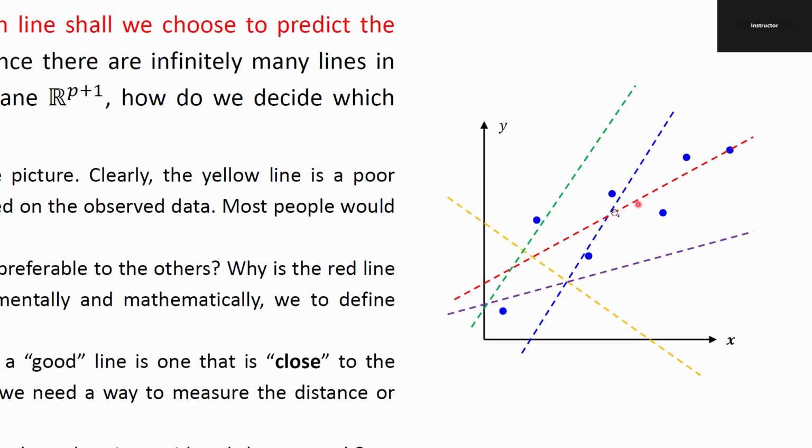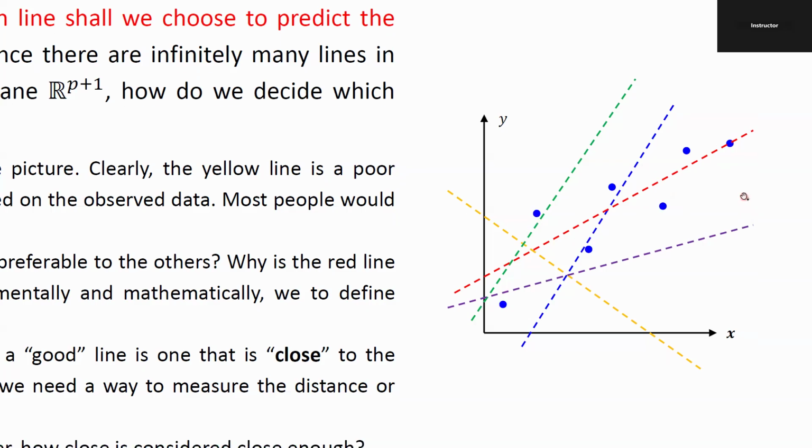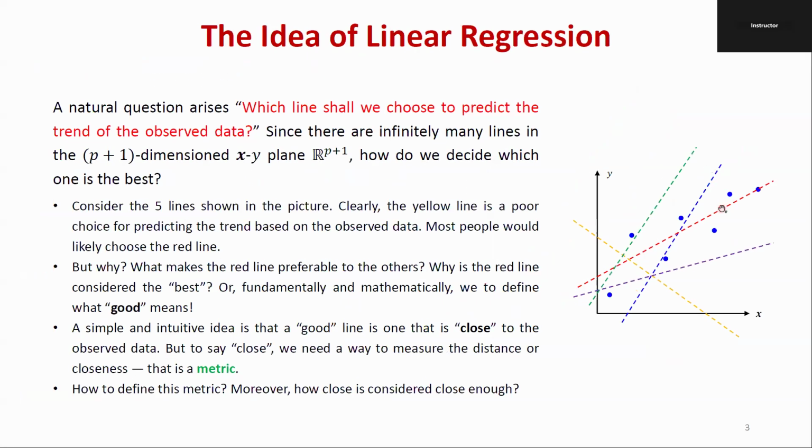And hence, when we say the red line is the closest or the best fit to these seven points, we need to define clearly what best or good means. What does close mean? How close is close? We need to answer those kinds of questions. Why is the red line considered the best? Fundamentally and mathematically, how can we define good? Then we say good is close. Again, what does close mean?